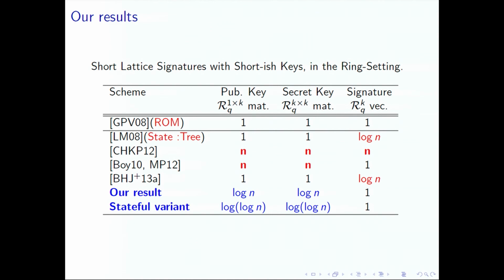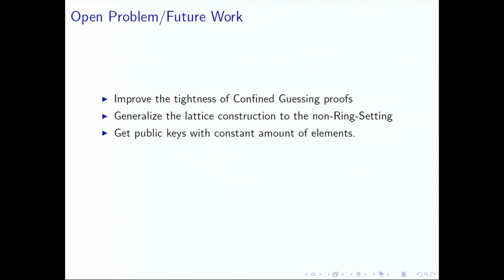I've not described it here, but we also have a variant of our scheme where we get even closer to getting constant public key and secret keys. We get log of log n, but this is at the cost of making the scheme stateful. What's interesting, it also makes the security proof much tighter. And as I just mentioned, one thing that could be improved in all those techniques is the tightness of the proof. The confined guessing proofs are not very tight, and this is due to all those properties that we ask for, no collision in this tree. So this requires losing a lot in the security reduction.